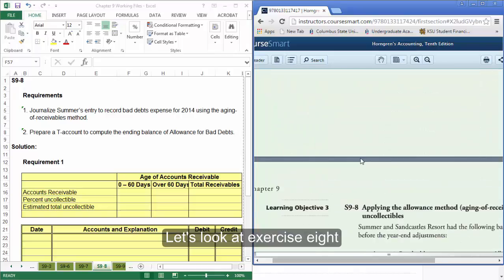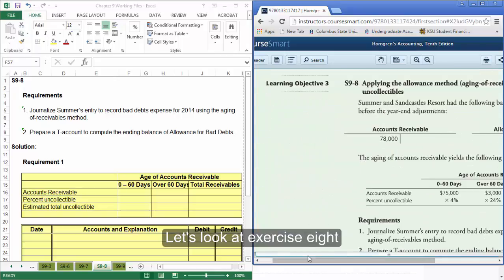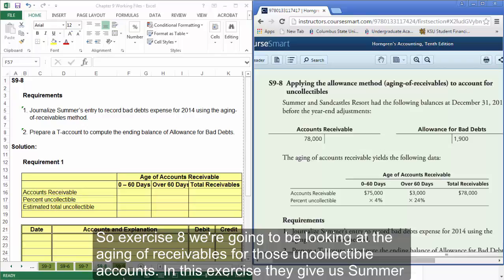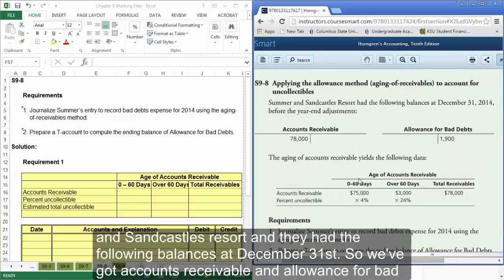Let's look at exercise 8. Okay, so exercise 8, we're going to be looking at the aging of receivables for those uncollectible accounts. And in this exercise, they give us Summer and Sandcastles Resort, and they had the following balances at December 31st. So we've got our accounts receivable and allowance for bad debt accounts.